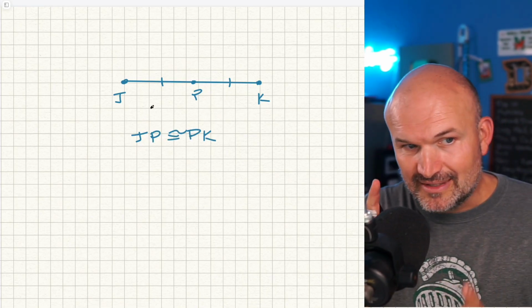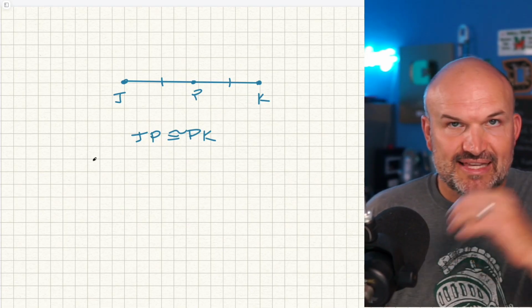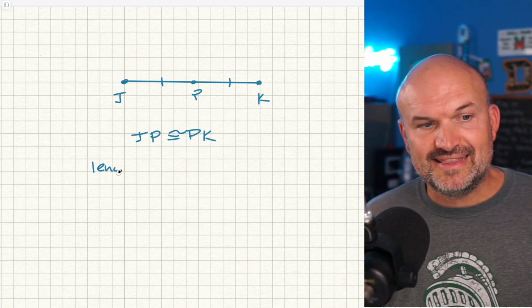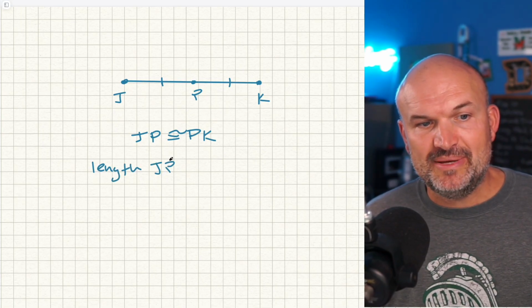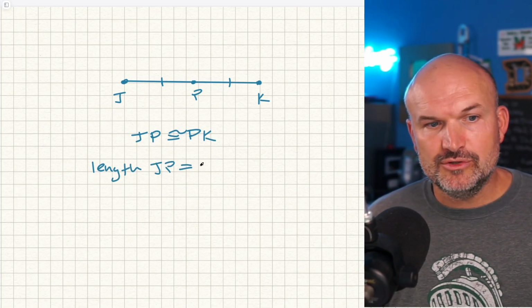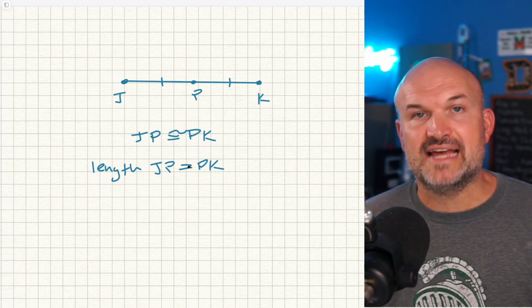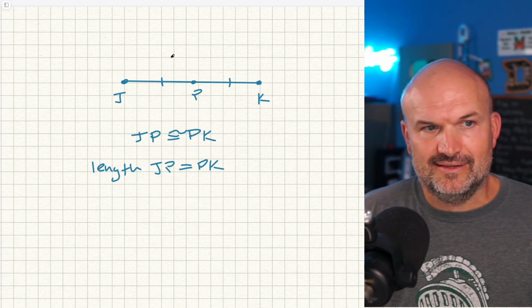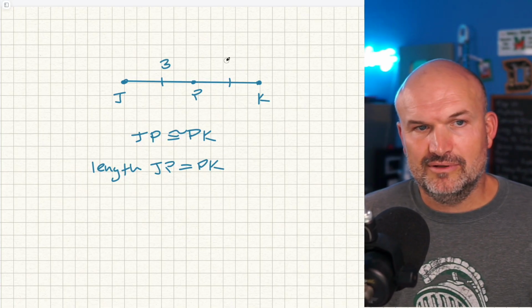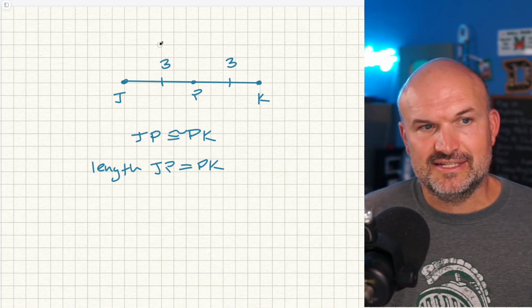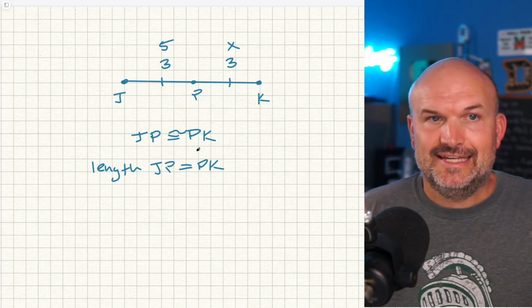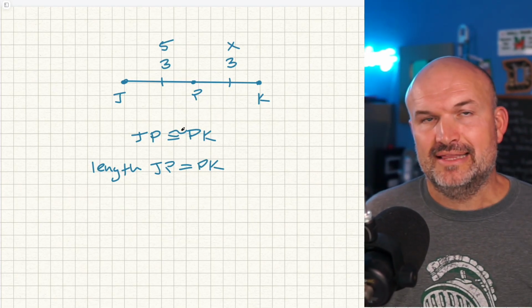Now, what's important about this is when things are congruent, or we're talking about the length of segments, then we know that the length of JP is equal to the length of segment PK. The reason this comes up is, if I said this is 3, you'd say, well, then that has to be 3, right? If I say this is 5 and ask what is X, you say, oh, X has to equal 5, right? We can write a statement in that regard.